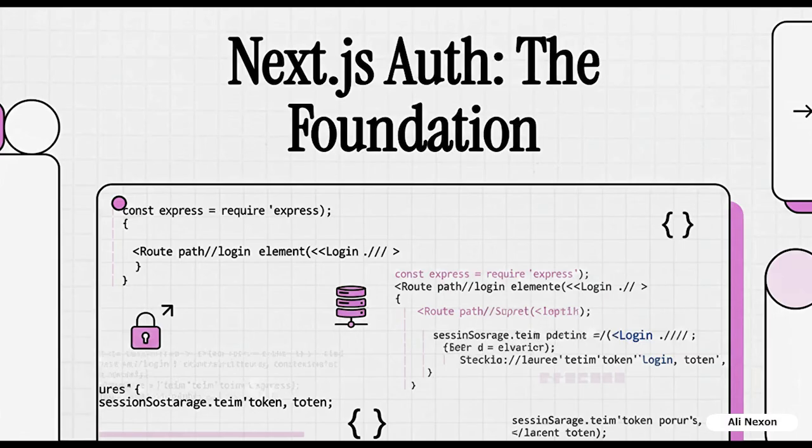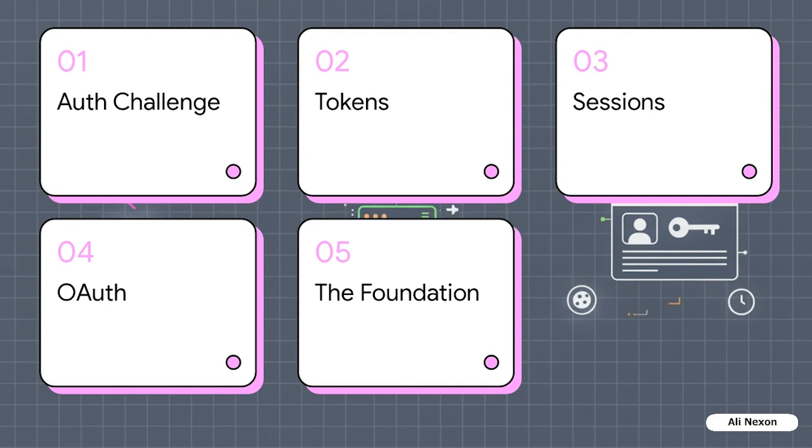All right, let's get right into it. We're talking about Next.js authentication and specifically the secure foundation you absolutely need before you can build anything else. This is the bedrock. So here's the game plan. We'll start with why this is even a challenge. Then we'll get into the building blocks. We're talking digital keycards with tokens, the server's memory with session management, and then trusted IDs with OAuth. And finally, we'll put it all together.